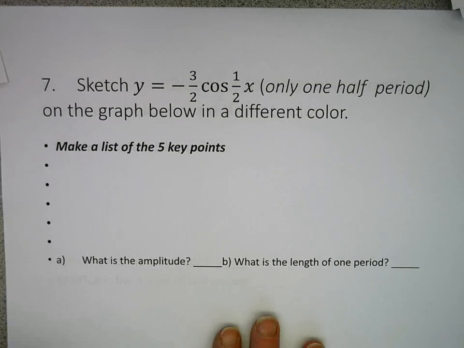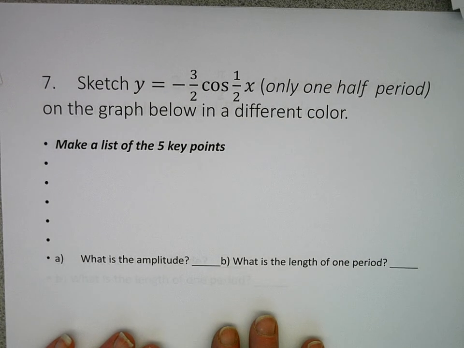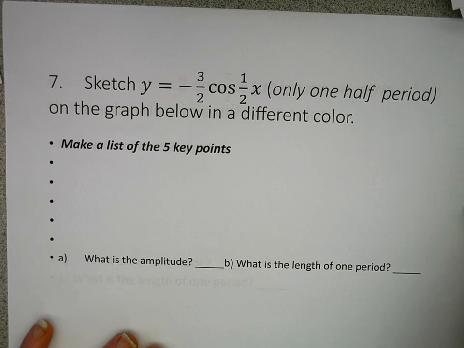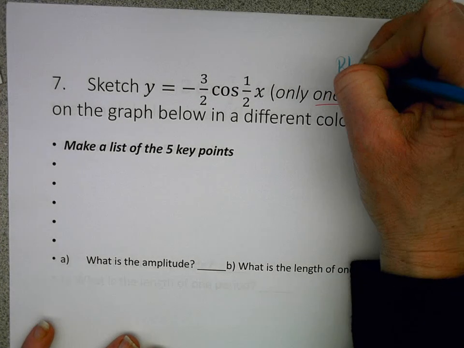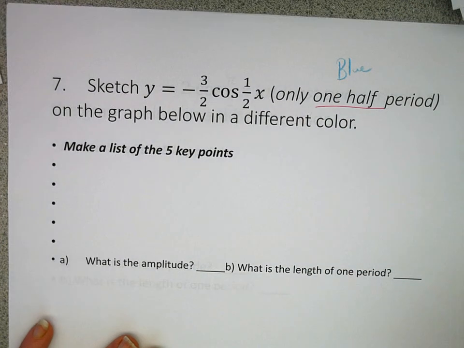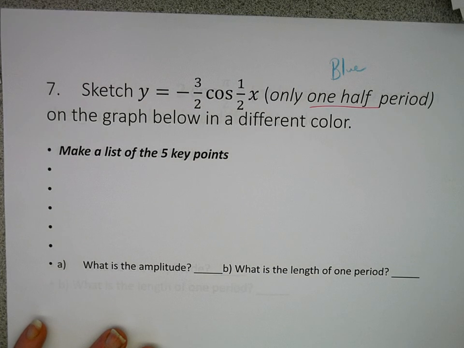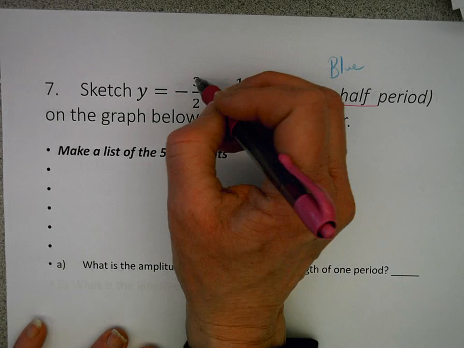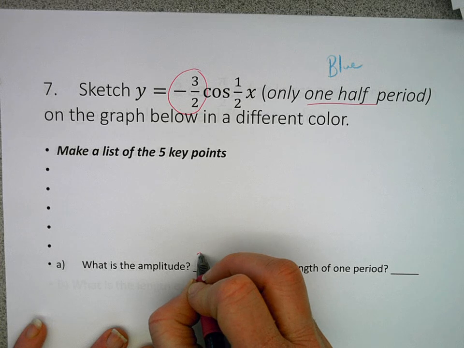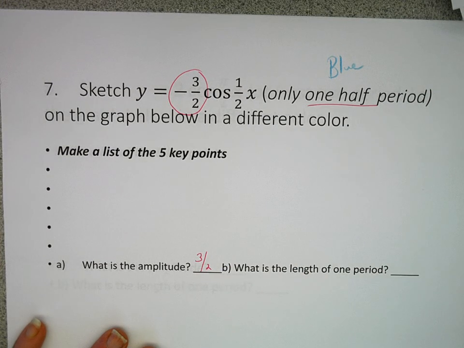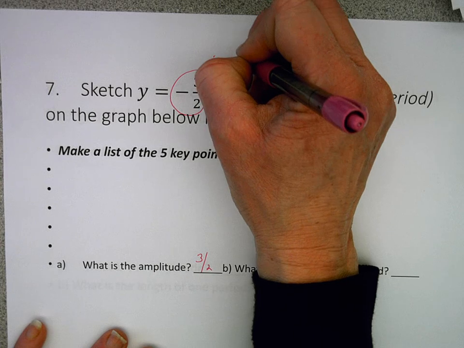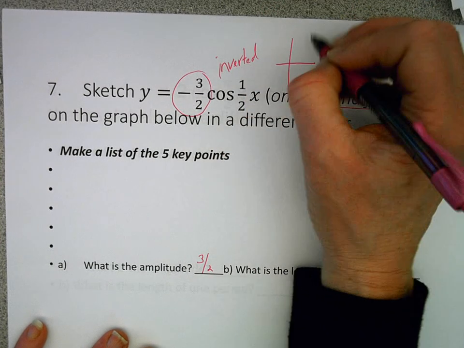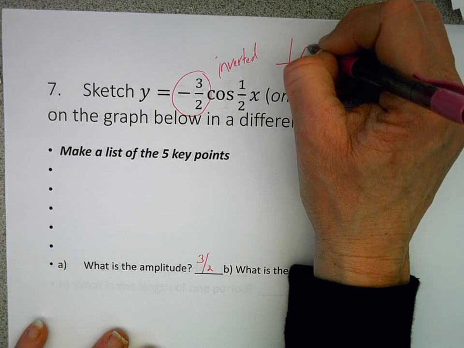I'm going to do this and you'll notice it says only half a period because this is going to be very stretched out. I'm going to do this one in blue when we get there. Amplitude is your A value, 3/2 or 1.5. Remember, it is absolute value. I just know this graph is inverted. So instead of looking like a pond, it looks like a hill.